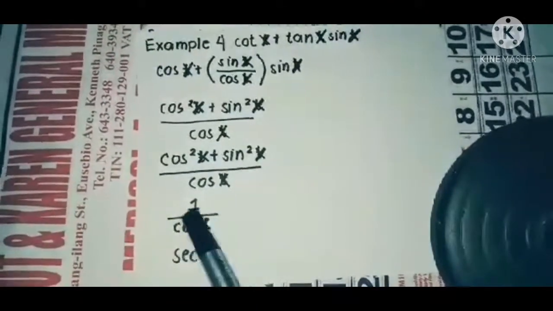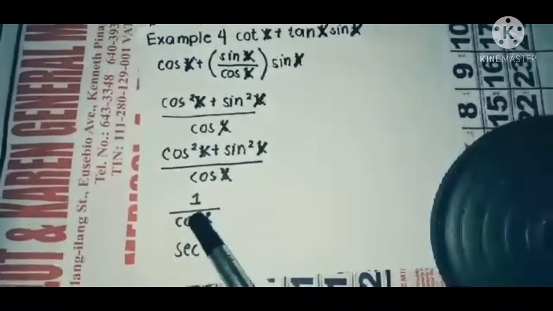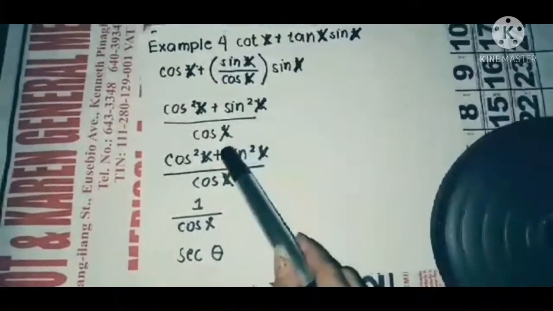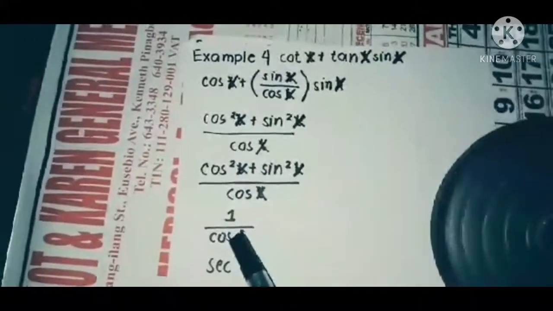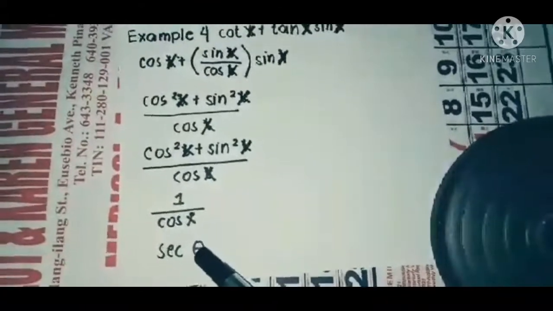The next step is I use the reciprocal identity for secant. After that, we come up with the simplified trigonometric expression, which is secant theta.